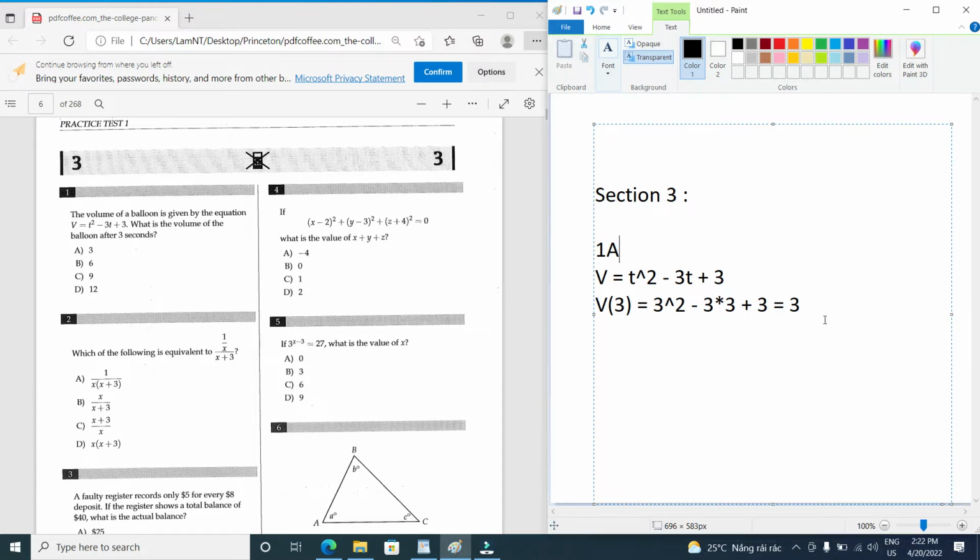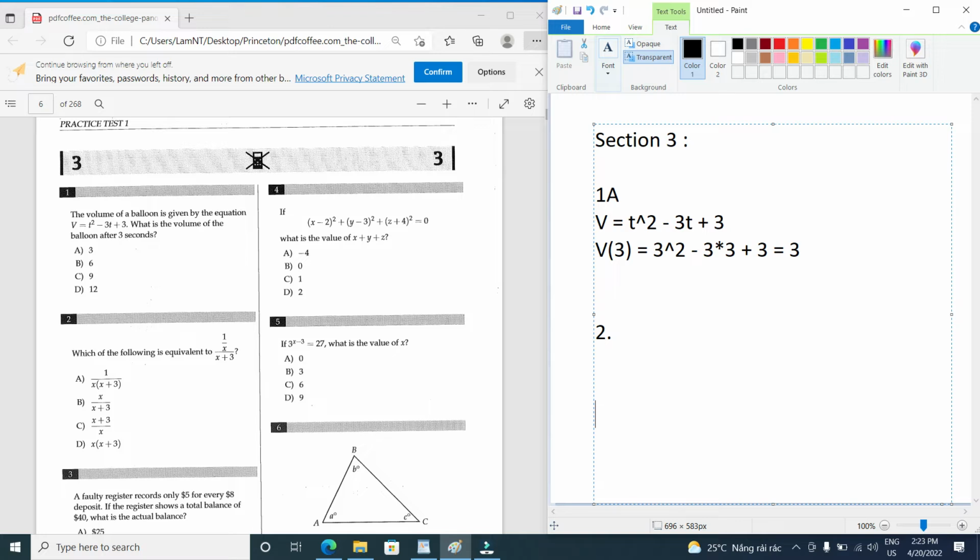Okay, so for number 2, the fractional division is simply 1 over x over x plus 3. That's going to be 1 over x times x plus 3, right? And that gives us the answer of A. Okay, yes.